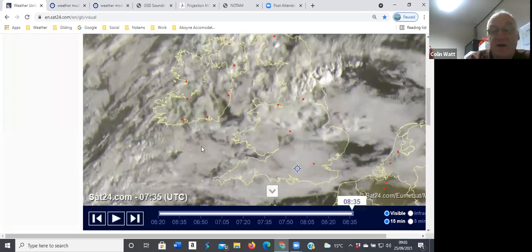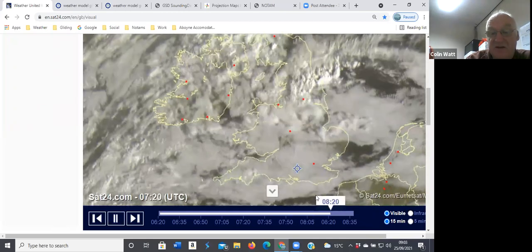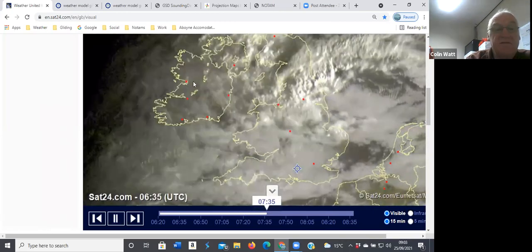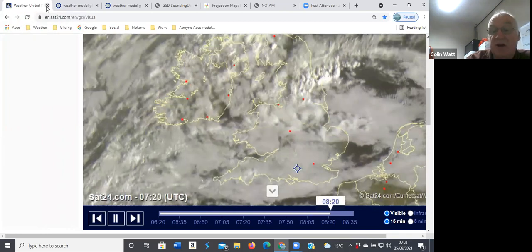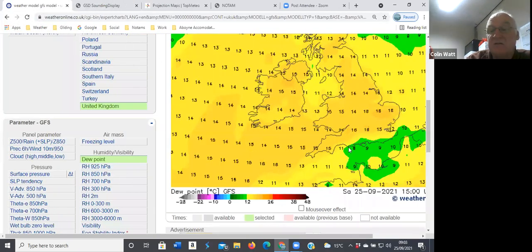SatPic shows what I assume is the remnants of this dying front just laying across us and running through. You can see there's very, very slow clearance coming in from the south that will slowly creep up over us as the morning goes on. This afternoon, fingers crossed, it should be okay. And temperatures, perhaps not as warm as yesterday, but 20 degrees, I think, by late afternoon. The dew points, currently they're quite high and stay quite high for most of the day. Up around the 13s, 14s at the moment.